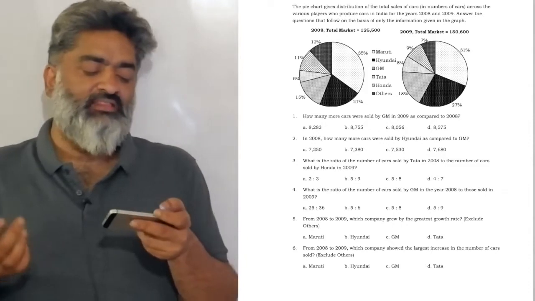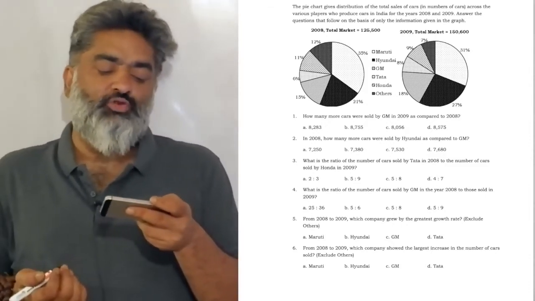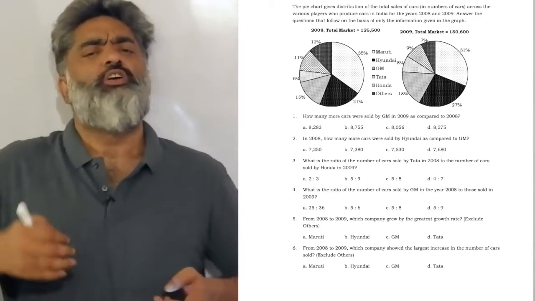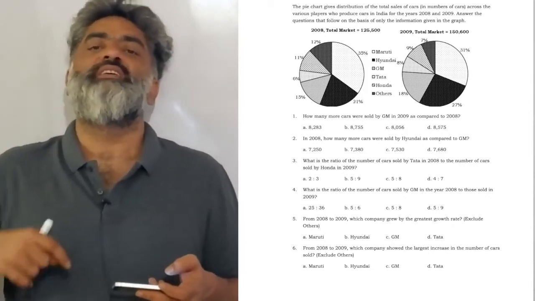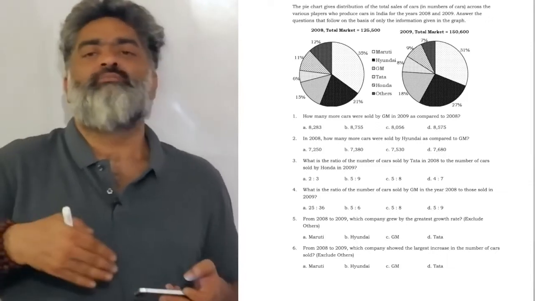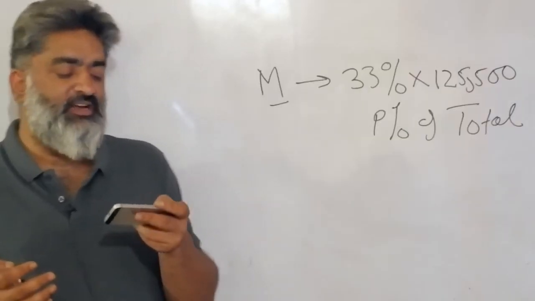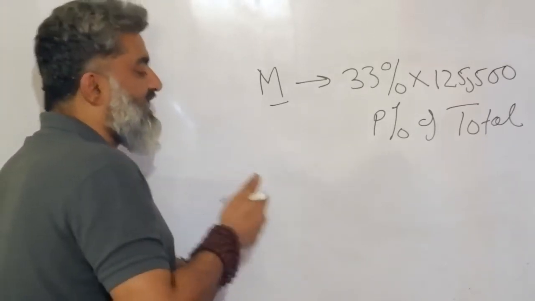Now let me look at the first question. How many more cars were sold by GM in 09 as compared to 08? So let's go question by question, and from each question we'll learn something and the language of the challenge will change question by question. So by that manner we'll get a very thorough journey of the whole process as such, right? So how many more cars were sold by GM in 2009?